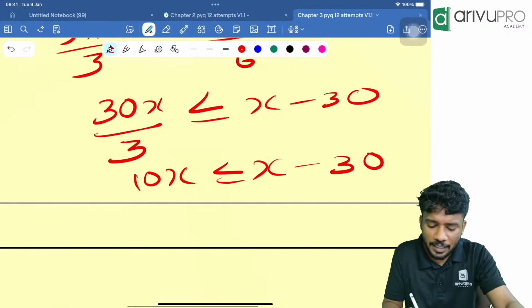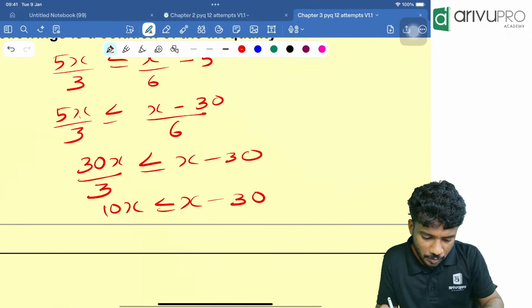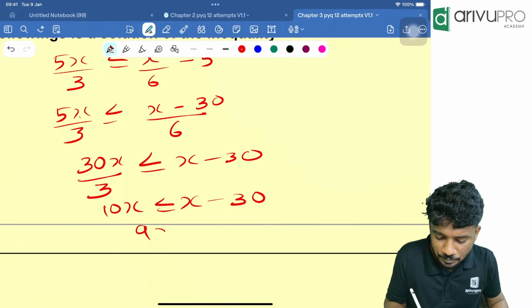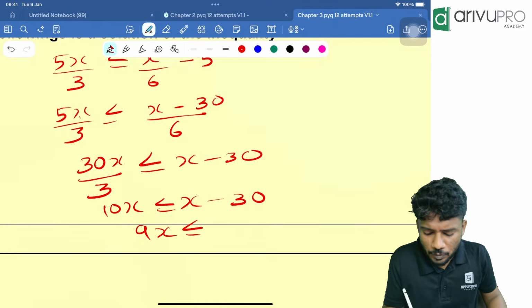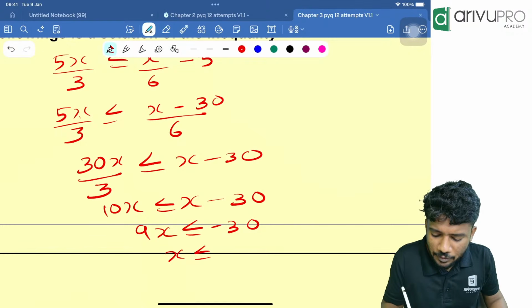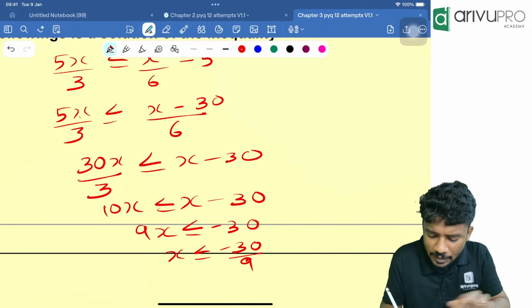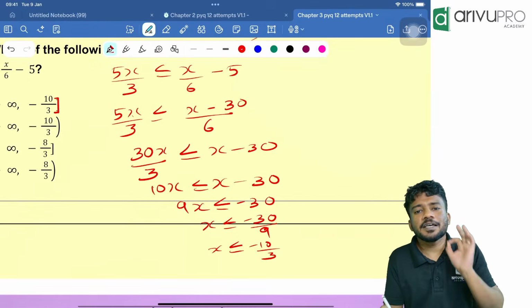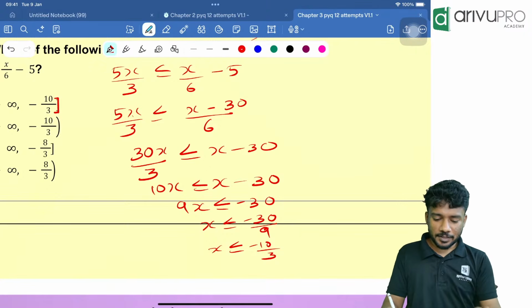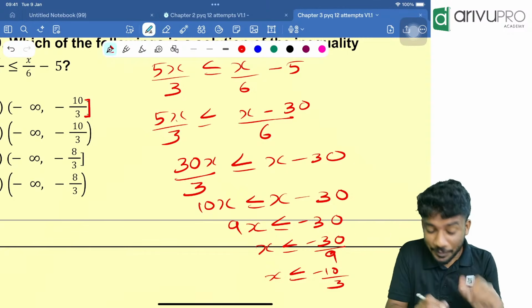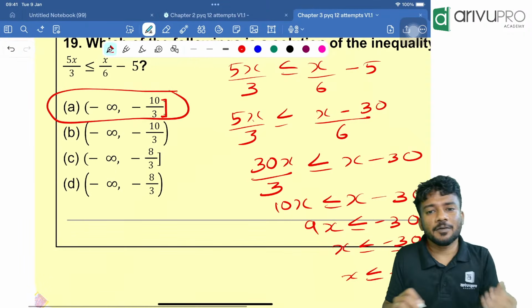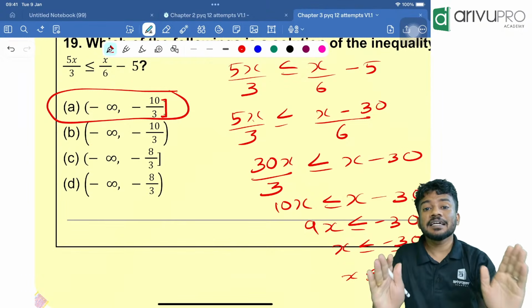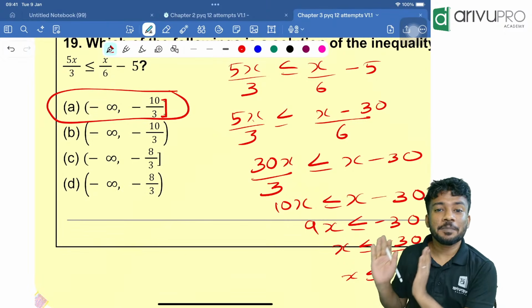Now take this x to this side. That means 9x less than or equal to minus 30. x is less than or equal to minus 30 divided by 9. Cancel both with 3. That will become minus 10 by 3. So the x value is less than or equal to minus 10 by 3. That means 10 by 3 is also included. Option A is the answer. What is the possible value of x then? From minus infinity, all the negative numbers, till minus 10 by 3. 10 by 3 is included.